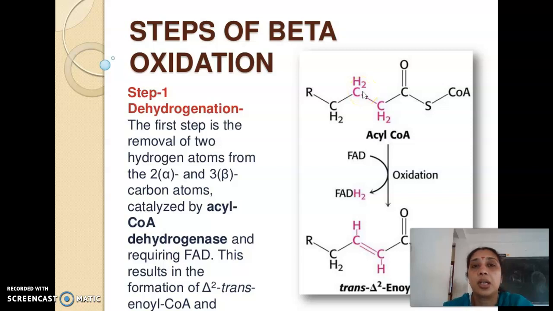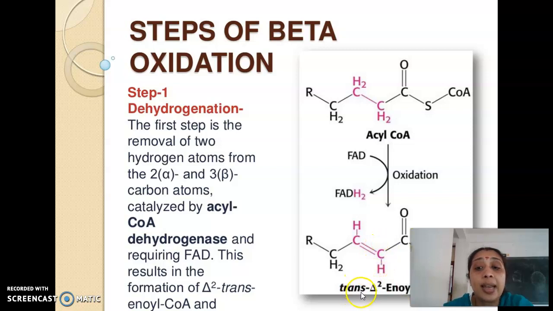So that's the first reaction happening, that is the dehydrogenation reaction, in which the hydrogen atoms are removed from the second and the third carbon atoms, or the alpha and the beta carbon atoms, thereby introducing a double bond between the alpha and the beta carbon atoms, and the enzyme is known as FAD dependent acyl CoA dehydrogenase. So this is how the dehydrogenation or the oxidation happens, and the product obtained is known as enoyl CoA. What do you mean by en? It means double bond. Enoyl CoA. Clear?